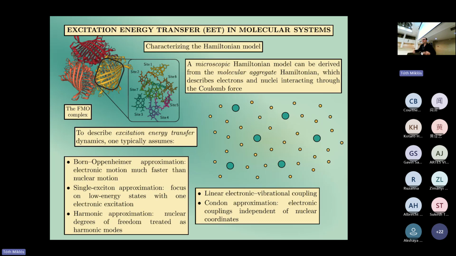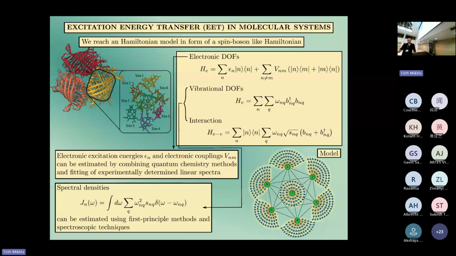And then we start making some assumptions, such as the nuclei move much slower than the electrons. We usually focus on the low energy dynamics. So maybe we consider first the electronic ground state, the first electronic states, and we consider the motion of the nuclei around equilibrium positions via a harmonic approximation. And with these assumptions, we identify this Hamiltonian model.